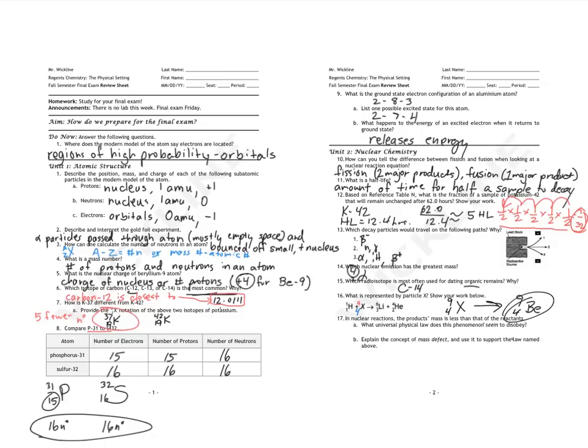Okay, number 17. In nuclear reactions, the mass of the products is always less than the mass of the reactants. This seems to disobey the law of conservation. But the mass defect says that matter is always converted into energy. And therefore, if matter is being converted into energy, then it's not being lost, and therefore the law of conservation is not being broken.